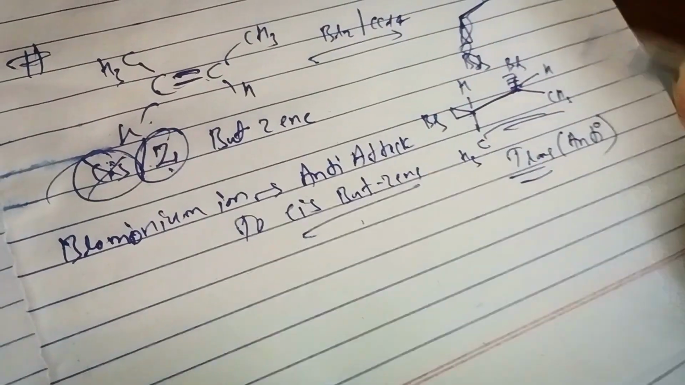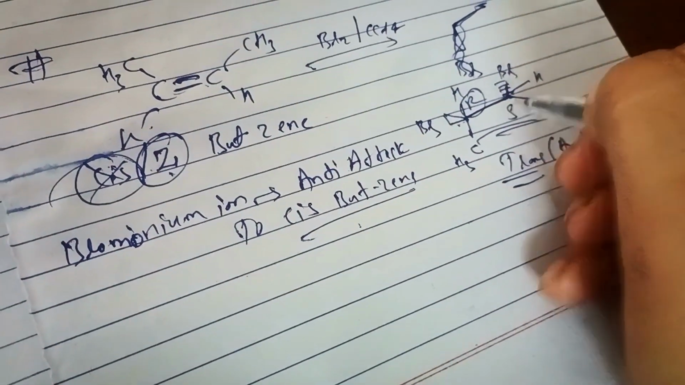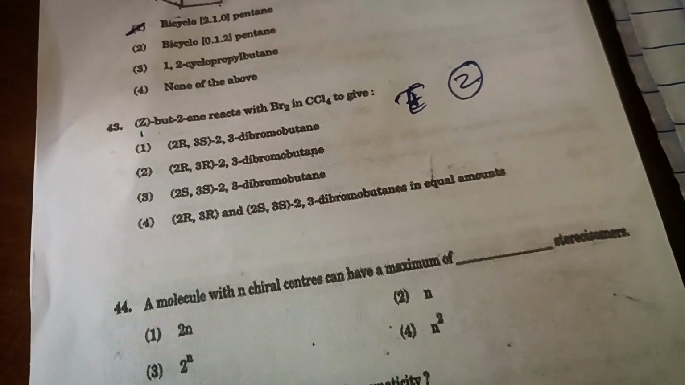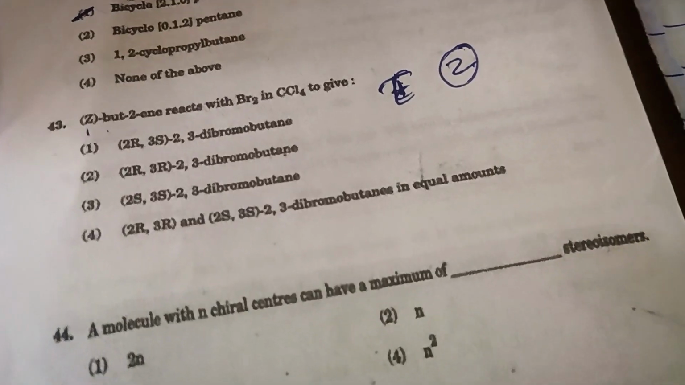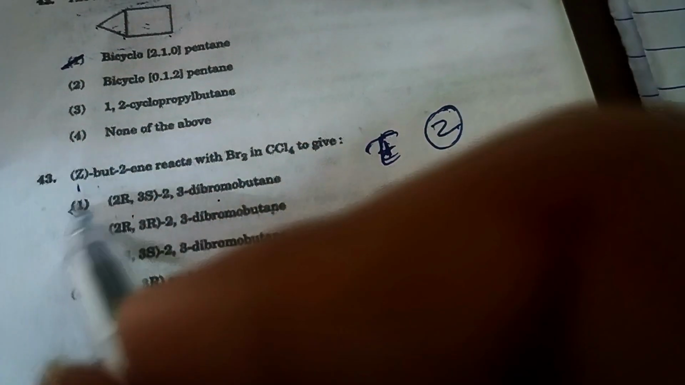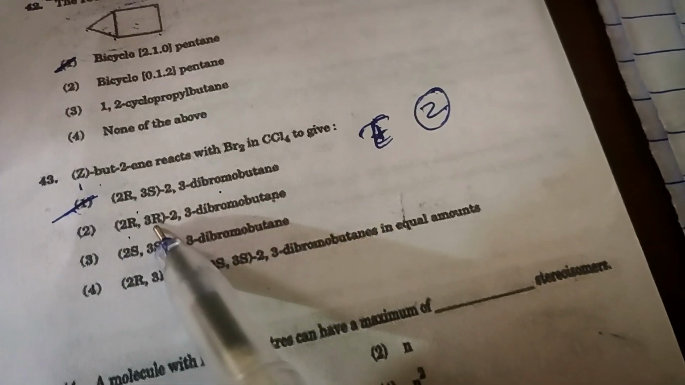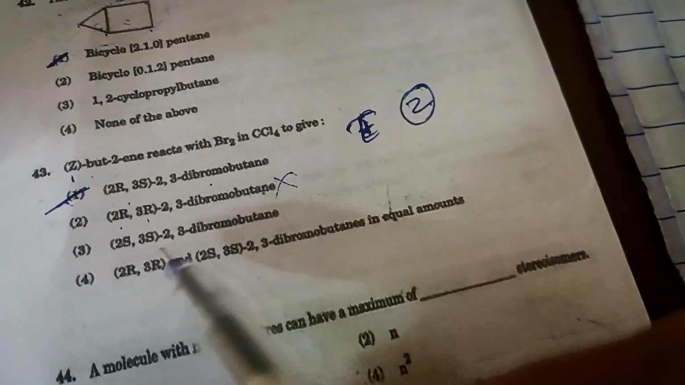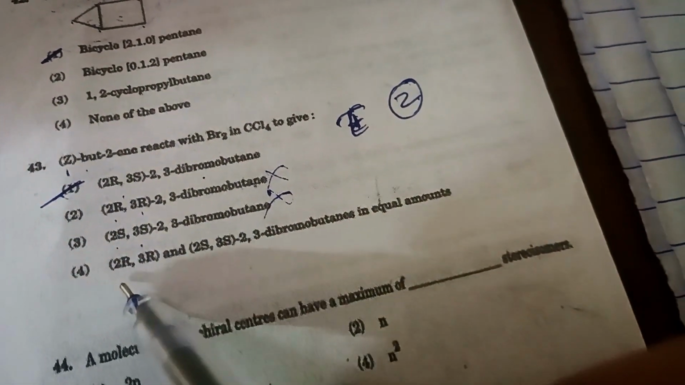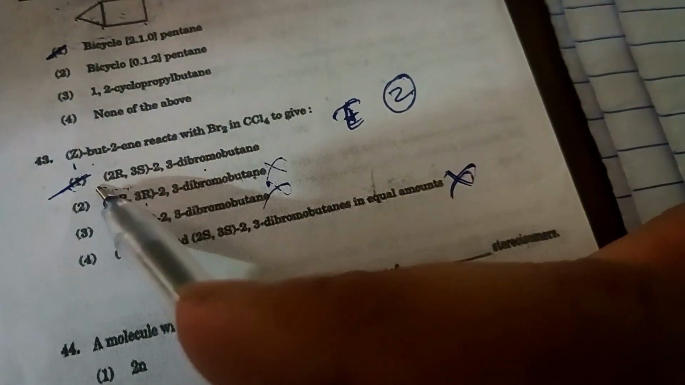So by considering this, this is the inward and this is the outward. So this is the R configuration and this is the S configuration. So 2R, 3S, 2,3-dibromobutane. This is the correct answer. Why is this wrong? Here there is 2R and 3R, since both are R, hence it is wrong. This is both S, hence wrong. Here R, S and S, so equal proportion, it is also wrong, since this is the right one.